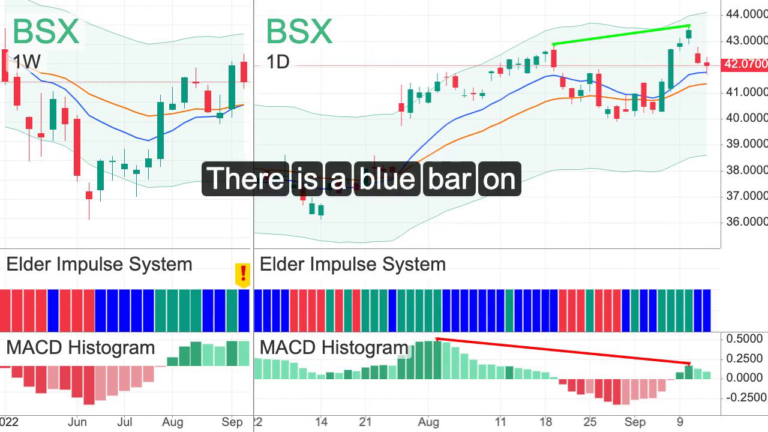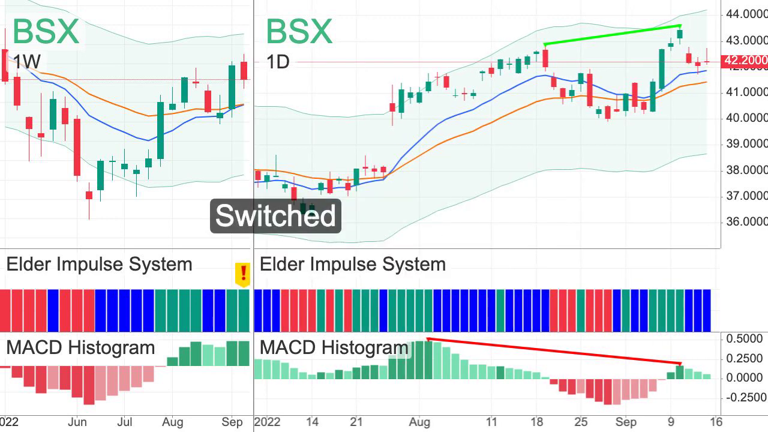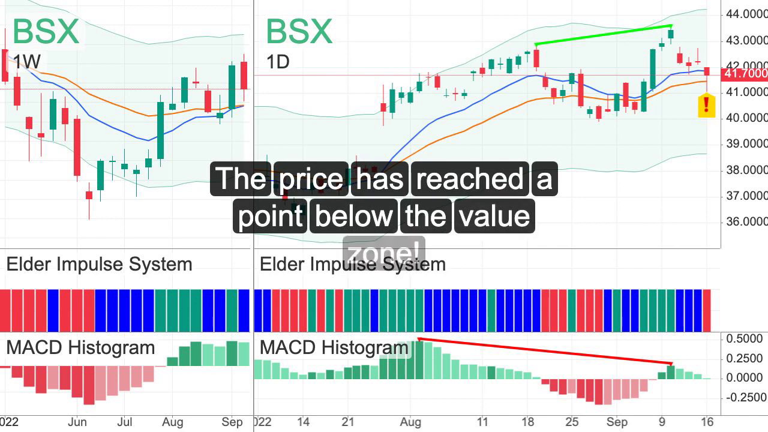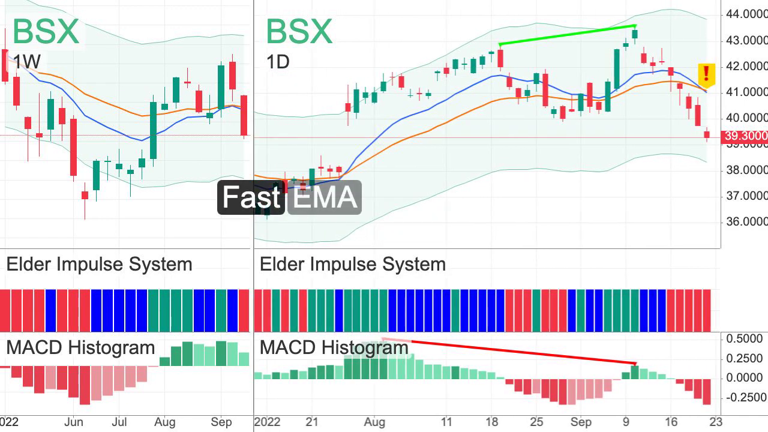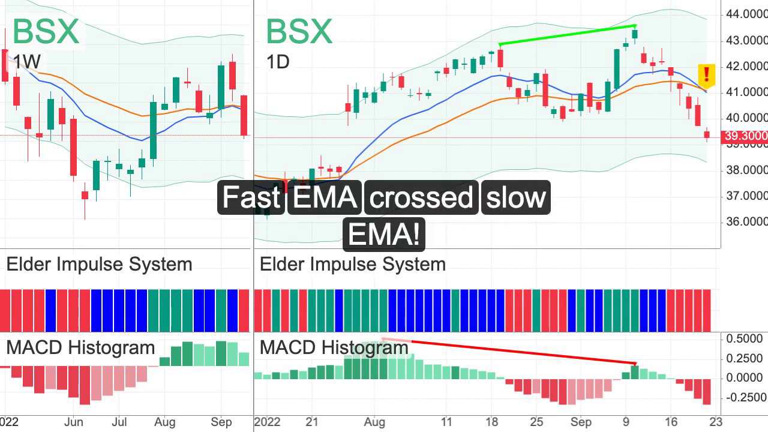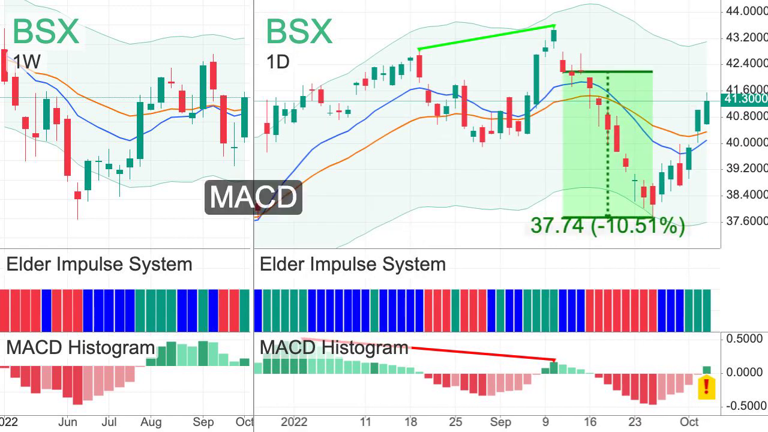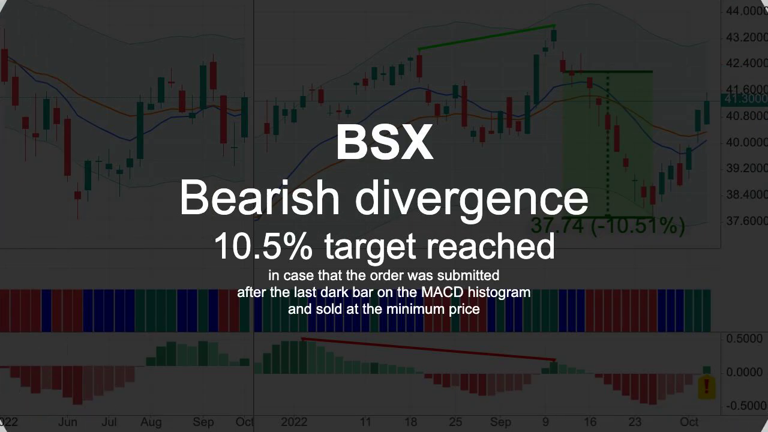There is a blue bar on an Elder impulse system on the weekly chart. Switch to a green bar. The price has reached a point below the value zone. A blue bar. Fast EMA crossed slow EMA. MACD histogram crossed the zero line. 10.5% target reached.